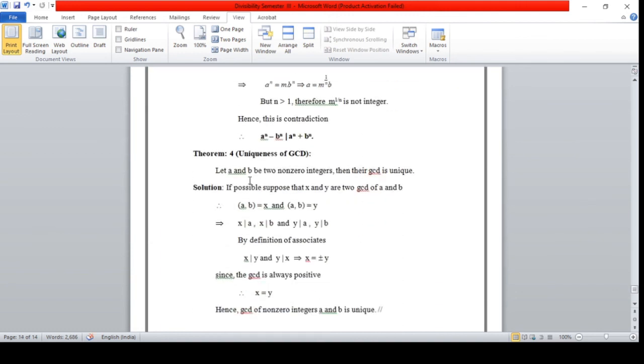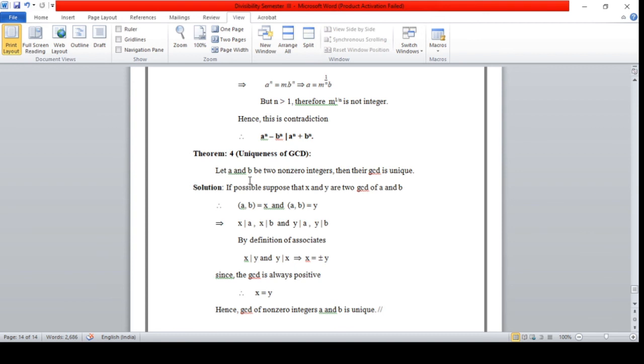Now theorem 4, uniqueness of GCD, greatest common divisor. Let a and b be two non-zero integers, then their GCD is unique. We have two integers a and b, their GCD is unique. Solution. If possible, suppose that x and y are two GCDs of a and b, means x is the GCD of a and b, and y is the GCD of a and b. We have two GCDs.